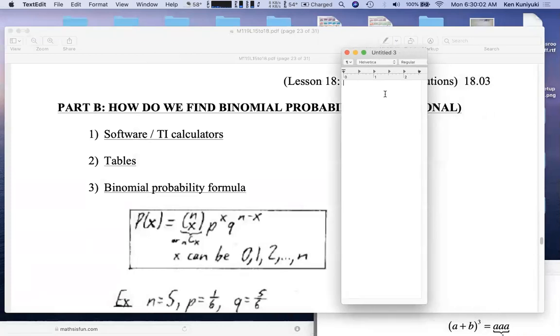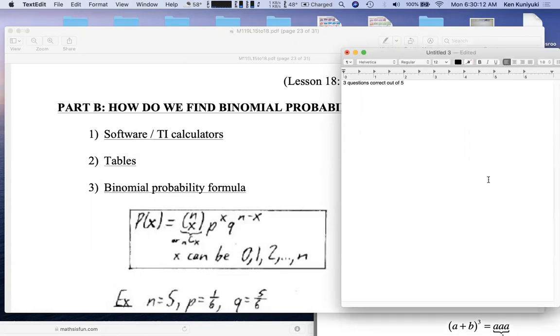Okay, so for example, how can a student get 3 questions correct out of 5? It turns out there are 10 ways. 5C3, or 5 choose 3, is equal to 10.